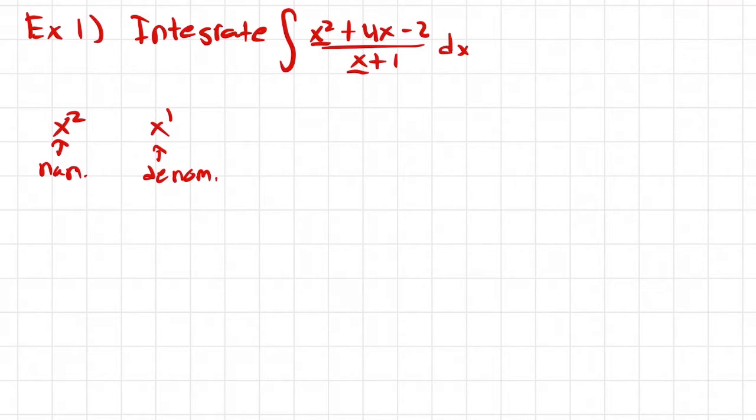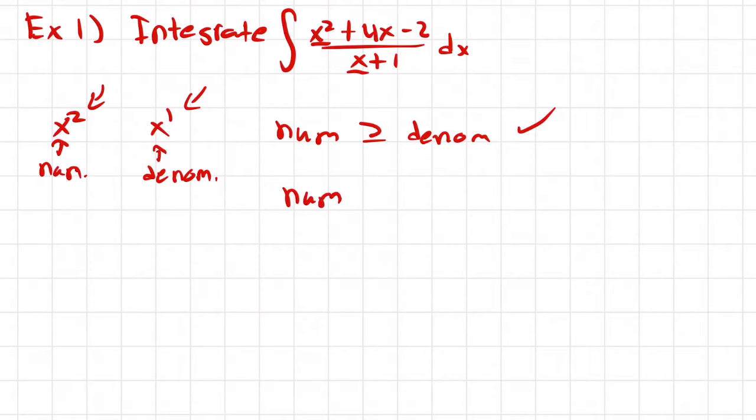We need to look at the exponent for both the term in the numerator and the term in the denominator. If the exponent in the numerator is greater than or equal to the exponent in the denominator, then you're able to apply this polynomial long division rule. However, if the numerator exponent is less than the denominator exponent, then we cannot apply this rule. As you can clearly see, 2 is greater than 1. Therefore, we're able to apply integration using polynomial long division.